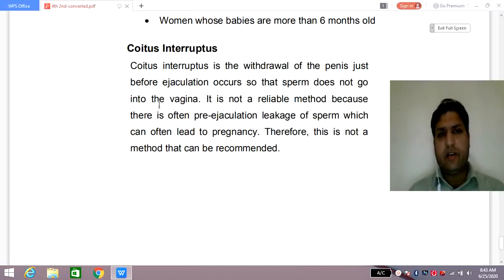So different approaches are there, and the last one is coitus interruptus, which depends upon the psyche of the person. If the person is strong from the psyche point of view, he has the ability to withdraw the penis during sexual intercourse. Yes, of course you can use this method, but sometimes there is pre-ejaculation leakage of sperm, so there may be a chance of pregnancy.